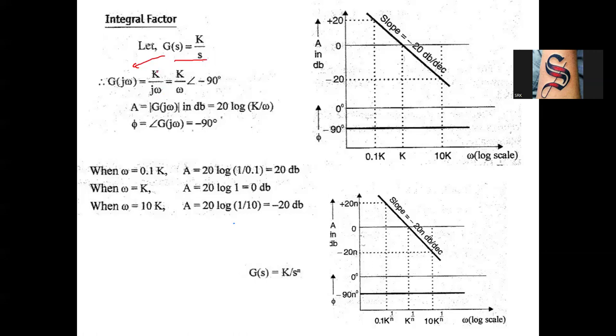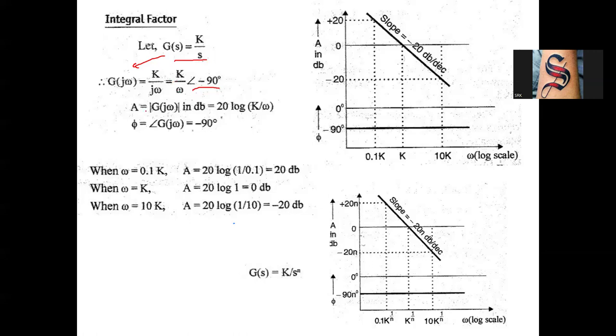And what is the phase angle? For the k value, it is a real value, right? So for a real value the phase angle is always 0 degrees. In the denominator, it is only the imaginary term, a purely imaginary term. What is the phase angle for an imaginary term? 90 degrees. But it is in the denominator, so if I take it to the numerator, it becomes minus 90 degrees. So the magnitude is k by omega, and the phase angle is minus 90 degrees.